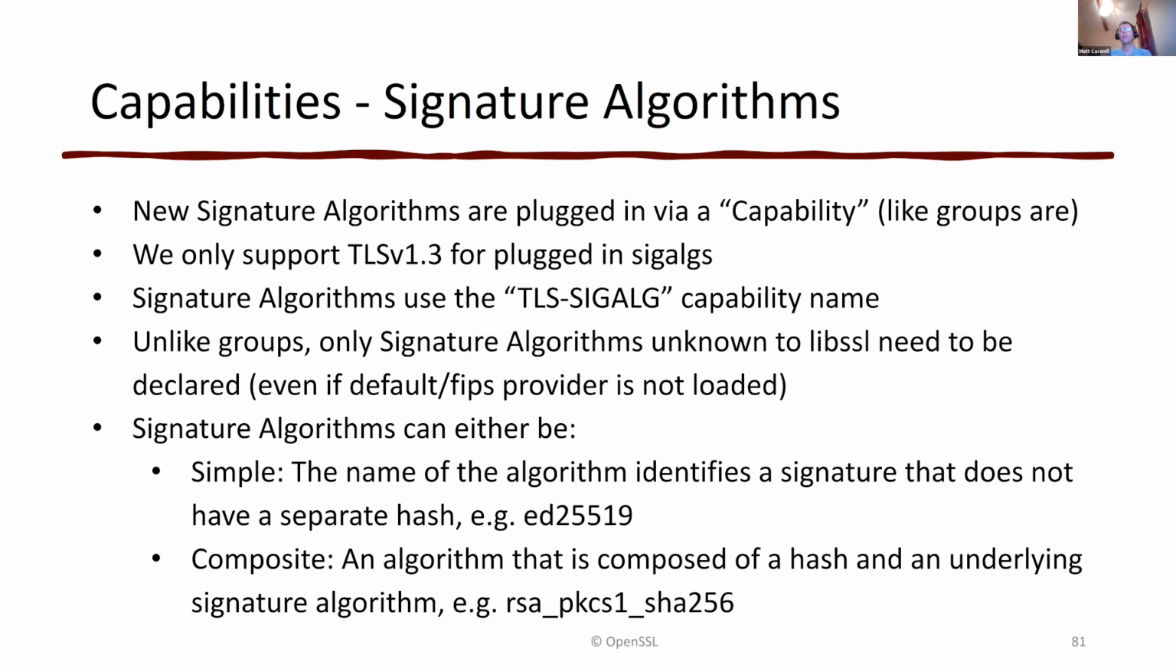A composite algorithm, on the other hand, consists of two parts. There's an underlying signature algorithm and a hash function. Typically, the signature algorithm will only sign hashes. So if you have arbitrary data to sign, you run it through a hash, it produces a digest value, and then you sign the digest. So that's a composite algorithm. An example of that is RSA PKCS1 SHA-256. So it's going to use the RSA underlying signature algorithm with PKCS1 padding, and it's going to use that in conjunction with the SHA-256 digest or hash.